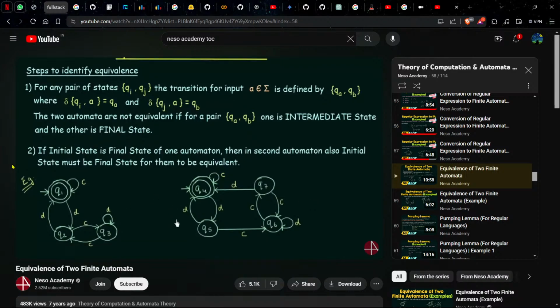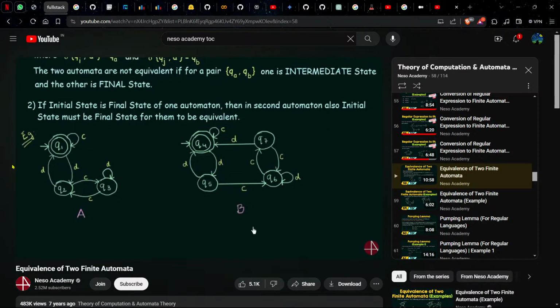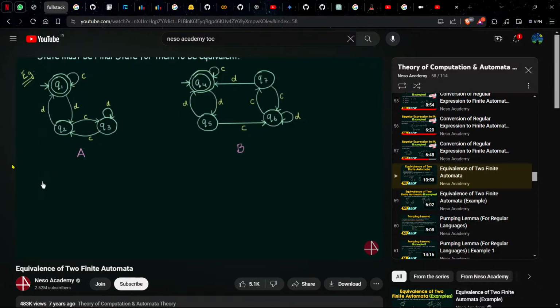Okay, so here we have an example where we have two automata. This is the first automaton and this is the second automaton. Let me call them by names: this is A and this is automaton B. In order to check whether these two automata are equivalent or not, I will make a table over here where I write the pairs of states, and you notice in this automaton the inputs are C and D. So here I write for input C and here I write for input D.